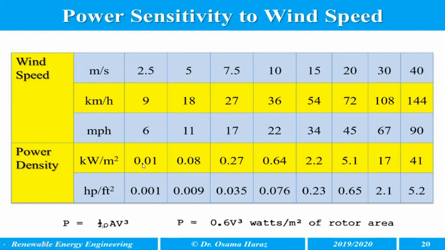So when the wind speed is 2.5 meters per second, the power density is almost 0. But when it increases to 5, it increases 8 times. When the wind speed increases to 7.5, it reaches 0.27. And when the speed increases by small values, the power increases too much, because it depends on the cube of the velocity.